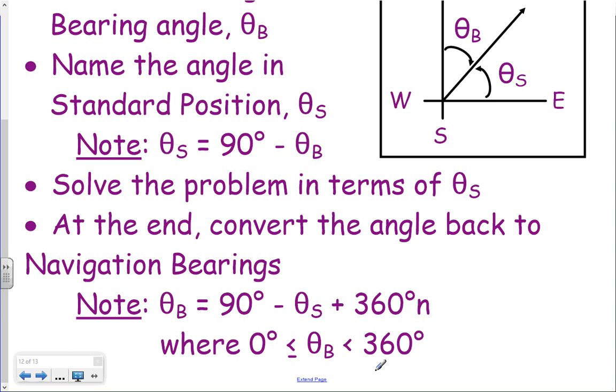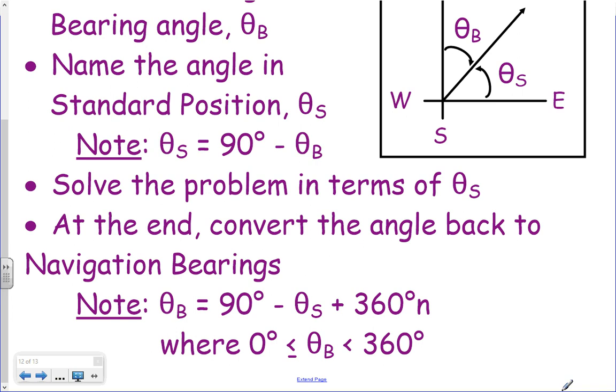One thing to note here about this calculation when you go to convert it back. Here's going to be your conversion. You'll take your angle that you come up with in standard position, and you're going to subtract that from 90. 90 minus theta sub s. And you have to normalize, or I'm going to use the word normalize it here. Normalize it meaning a bearing has to be an angle that's between 0 and 360. If you get something that's outside of that range, then you've got to find a coterminal angle to that angle in order to get it in the right range.